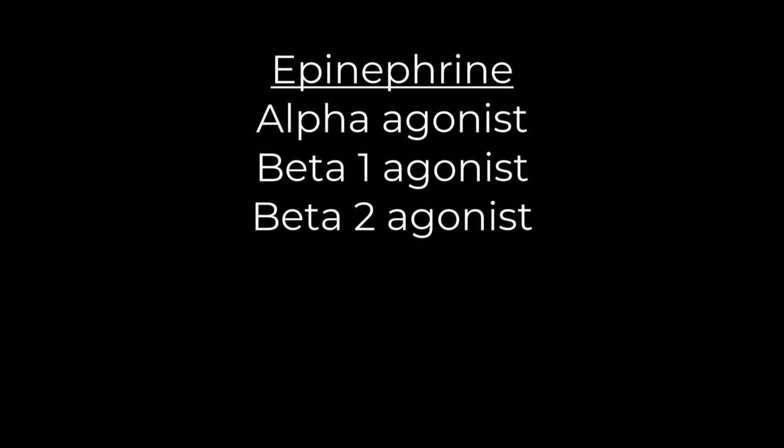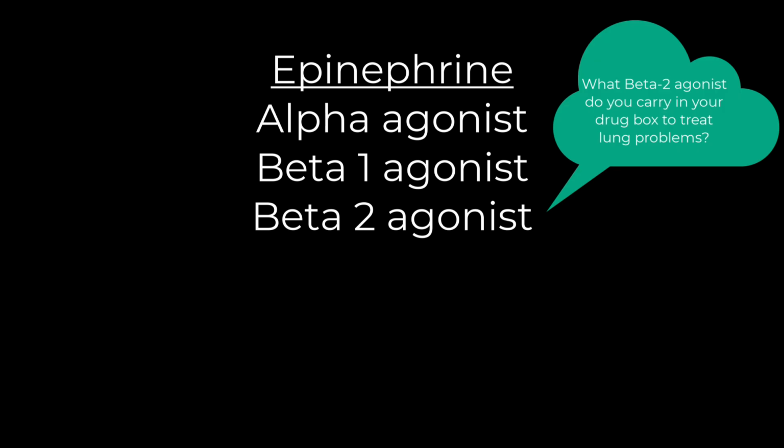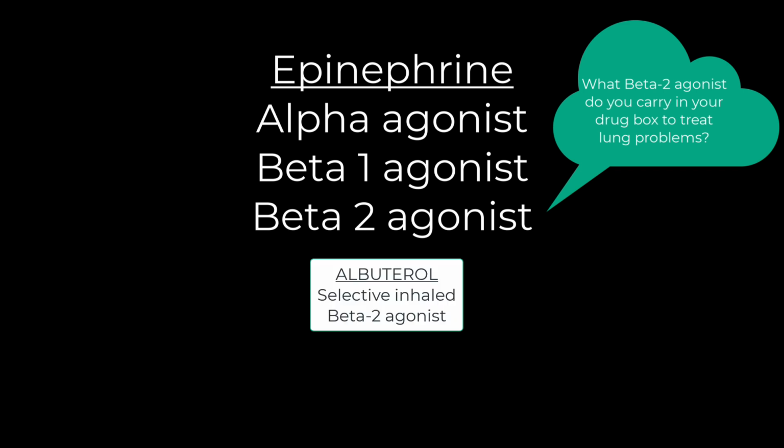Here's a question for you. What other commonly used medication do you carry that specifically targets beta 2 receptors for mostly isolated effect on the lungs without overstimulation of the heart or blood pressure? The answer is albuterol.